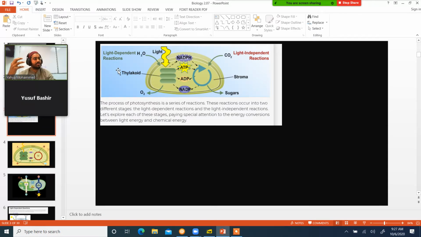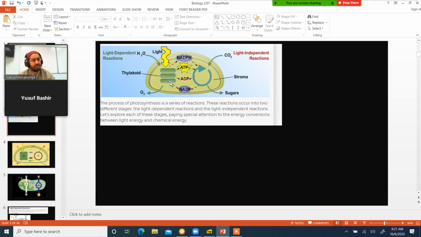Light independent happens later on. The light dependent reaction happens first because it uses the light. It performs its reactions, and then all the things from there go to the light independent reactions. Even if light is not present, those independent reactions can continue. That's why it's called independent. You understand? So let's take a look at this picture right here.